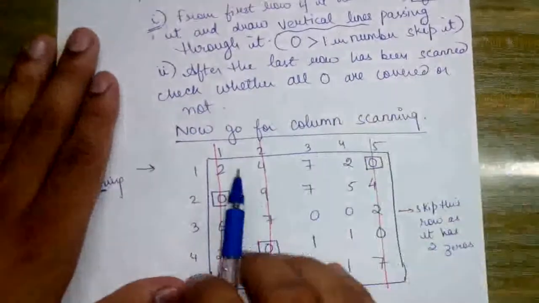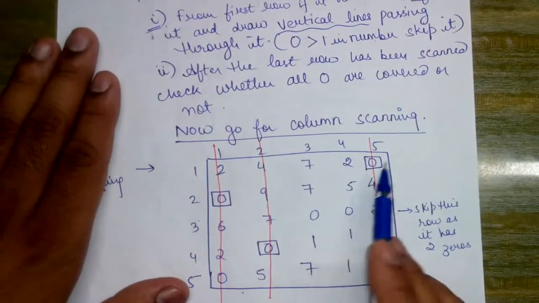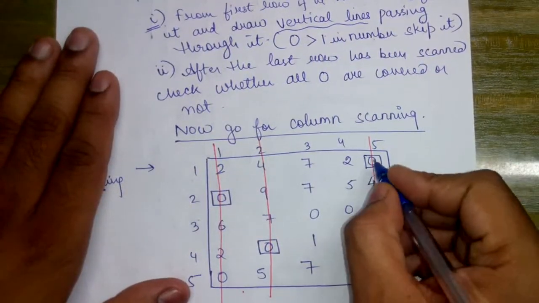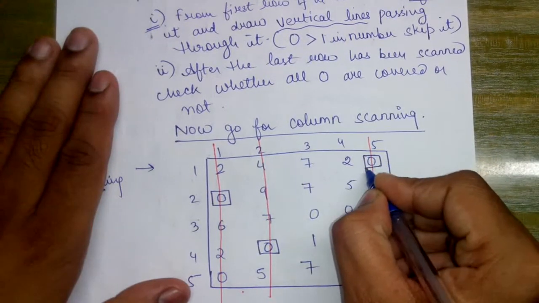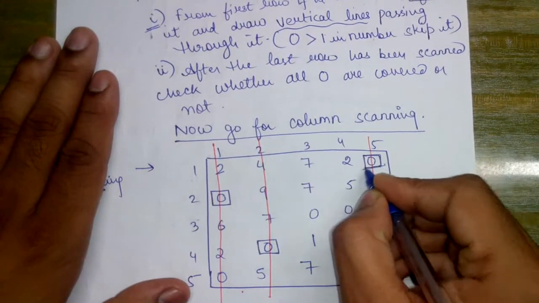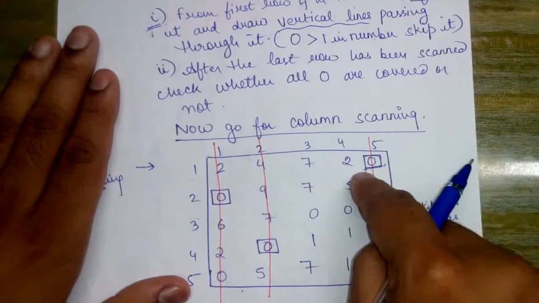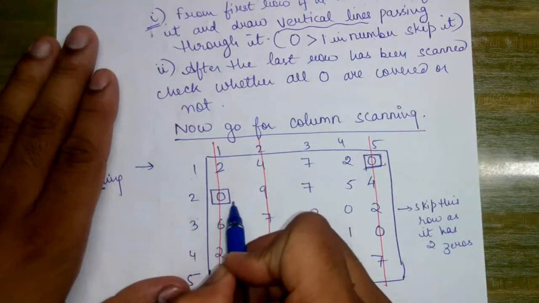For example, if we look in this row, here we have exactly one 0. We will put a square around this 0. In the second row we have this 0, and we will square it.